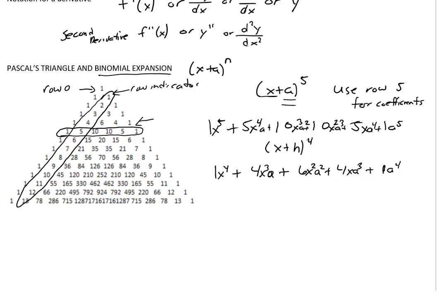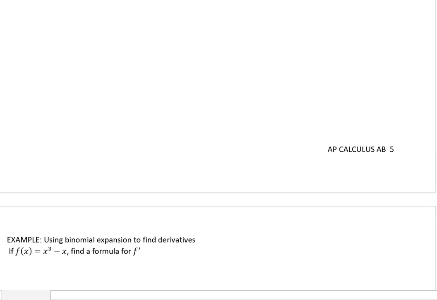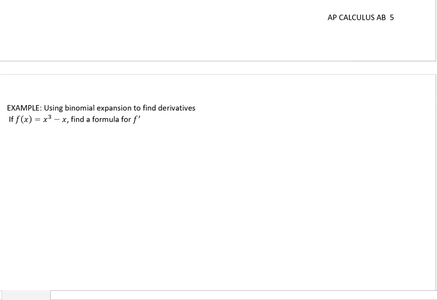Okay, so I'm going to clear out the drawing on the Pascal's triangle here so that we can refer back to it. Alright. So, we want to use binomial expansion to find the derivative if f of x equals x cubed minus x. Find a formula for f prime.